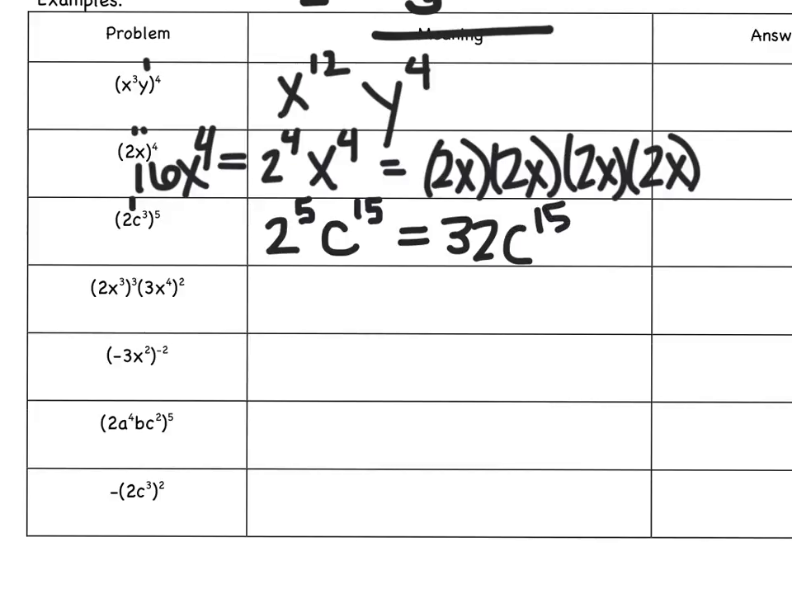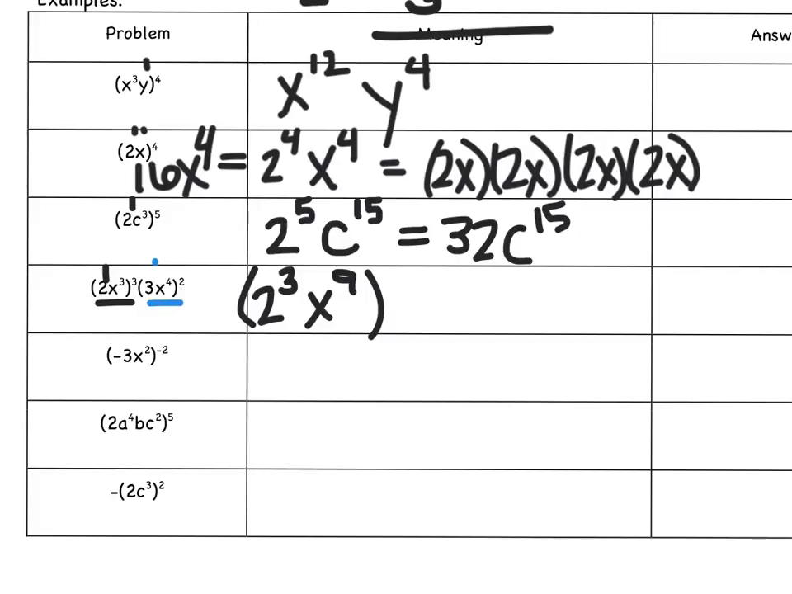In our next one, we want to deal with these separately. Start with this first piece. 2 has a power of 1. 2 to the first to the third. 1 times 3 is 3. X to the third to the third. 3 times 3 is 9. That's our first part. Our second part we're going to deal with separately.